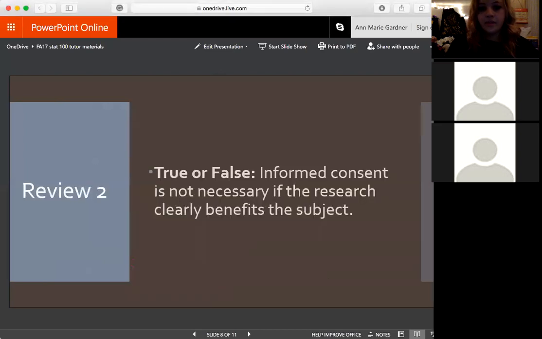All right, let's try this true or false one. True or false: informed consent is not necessary if the research clearly benefits the subject. Let me know what you think about this one.